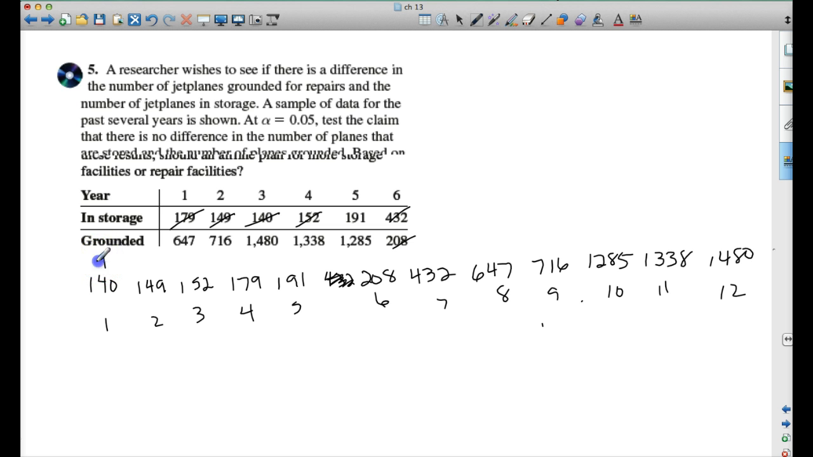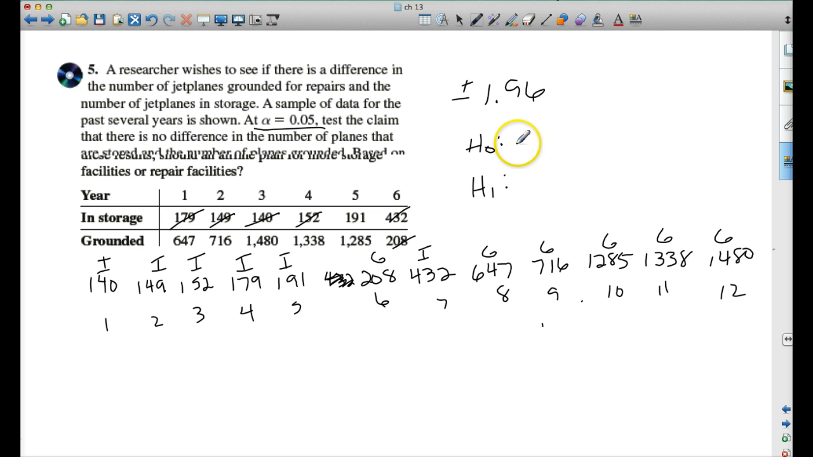And we're using a 0.05 two-tailed test, so our critical values are going to be plus or minus 1.96. Our null hypothesis and our alternate. The claim is that there is no difference in the number of planes. There is no difference in the number of planes. This is the claim. The alternate: there is a difference.